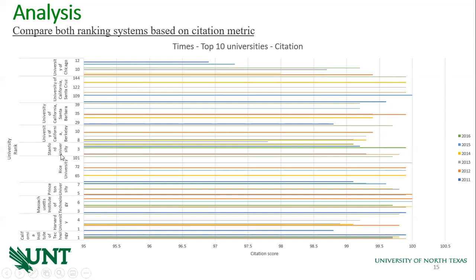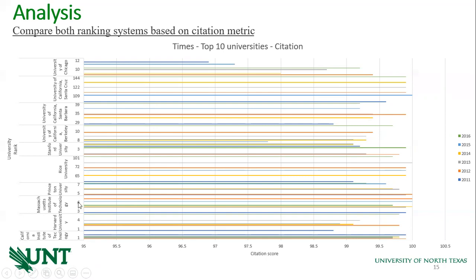And if we look at the Stanford University here, the citation score is also mostly between 99 and 100, and the overall rank is somewhere around 3 to 5. Here the y-axis is the university name and the ranks, and the x-axis is the citation score. Because of the space constraint, we are unable to see the ranks for all the years.